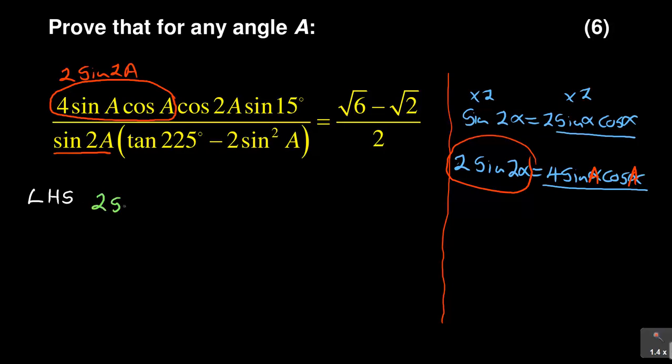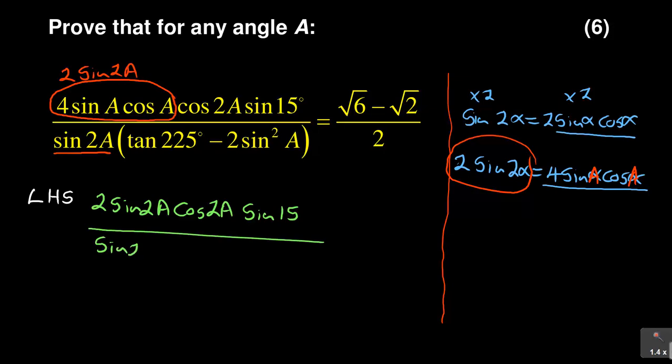2 sine 2 alpha cos 2 alpha, sine 15 over sine 2A, not 2 alpha actually, it's 2A, tan 225 degrees minus 2 sin squared A.